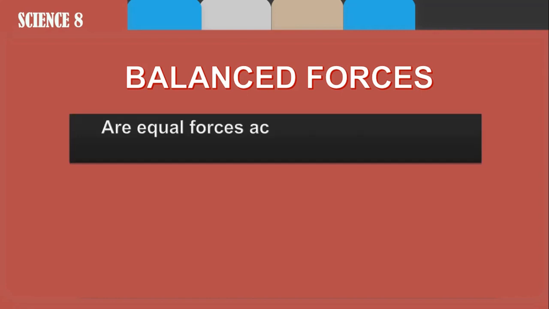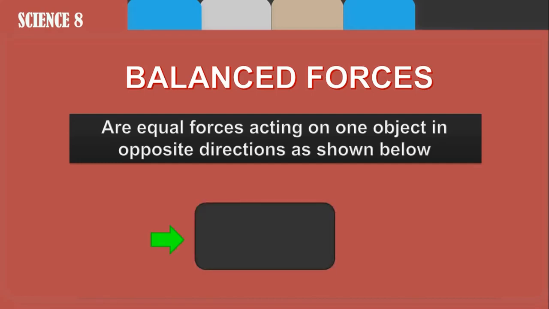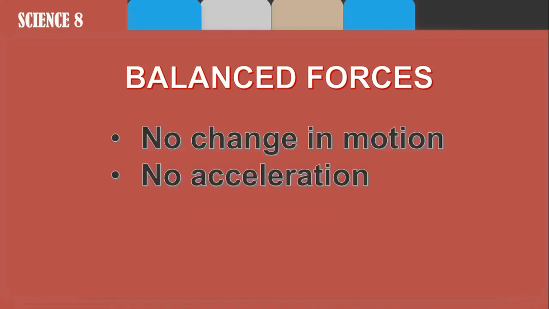Balanced forces are equal forces acting on one object in opposite directions as shown in the illustrations below. Equal forces acting on an object will not change the object's motion. In balanced forces, the net force is zero. In conclusion, if forces are balanced, there is no change in motion and no acceleration.